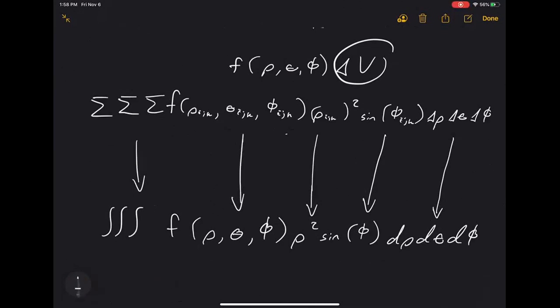My function values at these coordinates: I'm taking an element of each wedge, and as my wedges get smaller and smaller, I'm essentially taking my function over all my values. Then I have this rho term here, that's just going to become rho squared. I have this sine of phi, and that becomes sine of phi. And then I have delta rho, delta theta, delta phi, which becomes d rho, d theta, d phi.